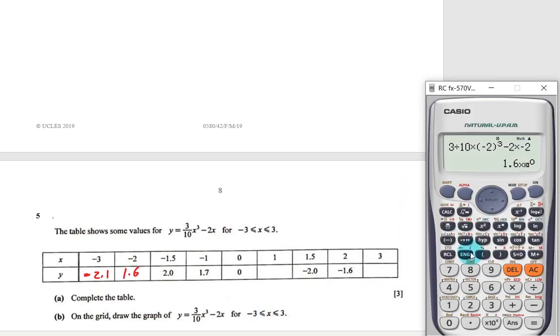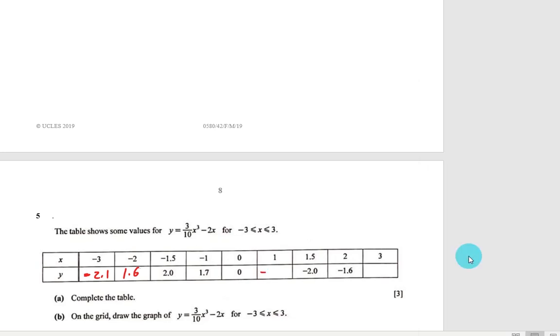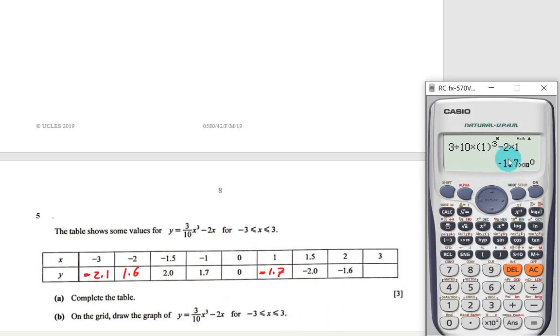Again, when it's 1, by your arrow, remove minus 2 and make it 1. And here also, move with your arrow, minus 2, make it 1. So the answer would be minus 1.7. The last one is 3. So again, by your arrow, delete this one, put 3, and enter. So the answer is 2.1.